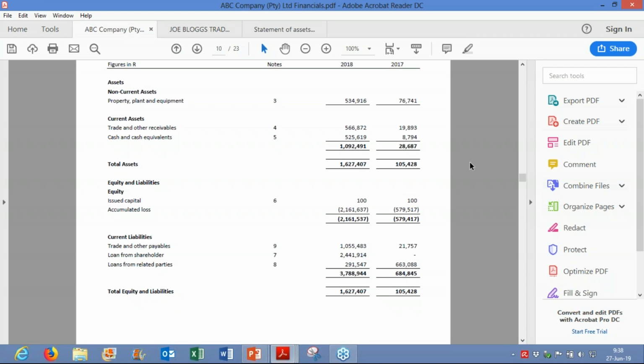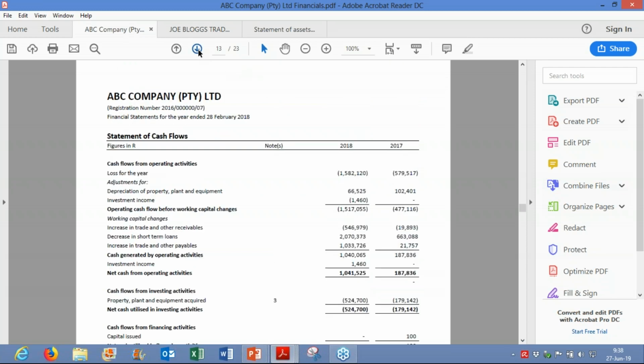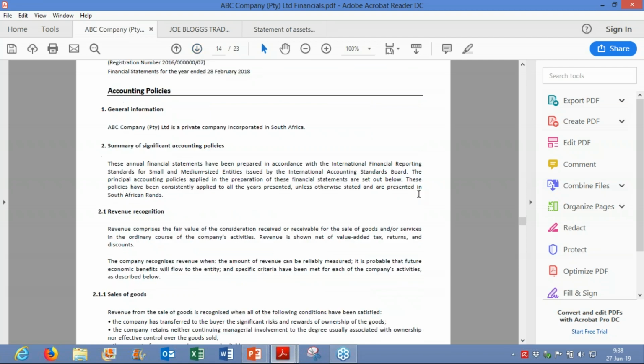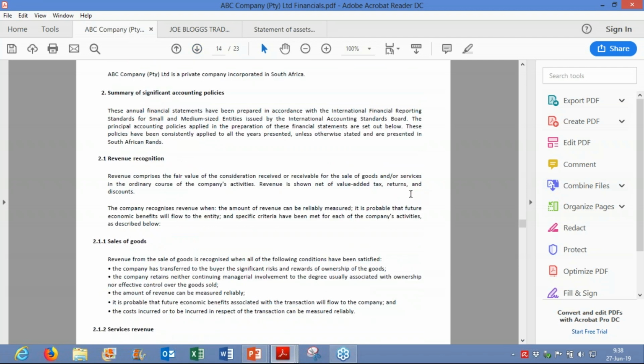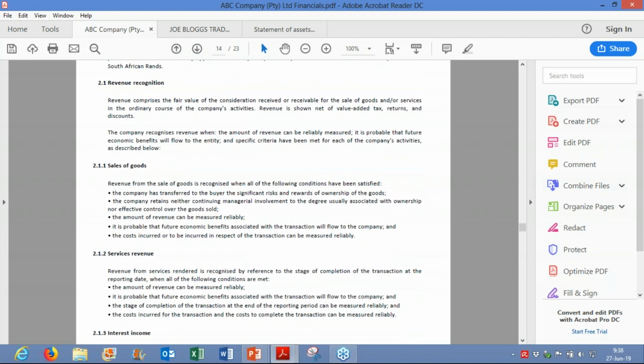Now, before I jump through to your notes, I'd like to go down to your accounting policies, because this is where it describes how your financial statements have been prepared. And it links to how important it is for your directors and management to have input and value add in terms of choosing your accounting policies and making sure that professional judgment is being made. Let's give you an example of that.